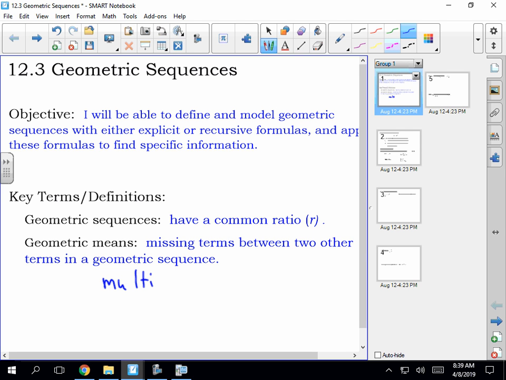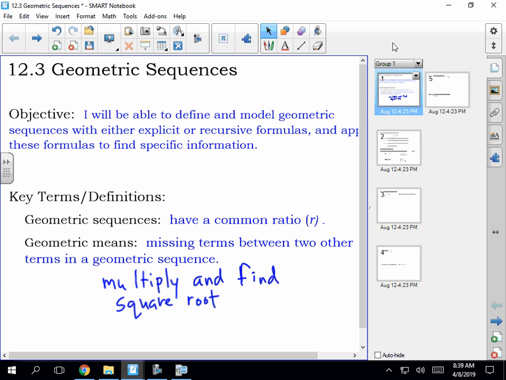Multiply. If there's just one value in between, you multiply and find the square root. I'll show you what I mean by that. The geometric mean is different from an arithmetic mean because it's part of a different type of sequence.